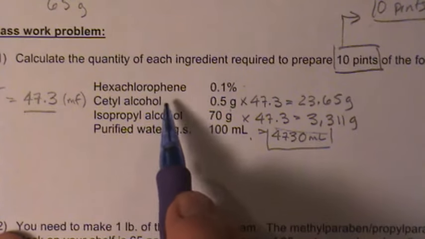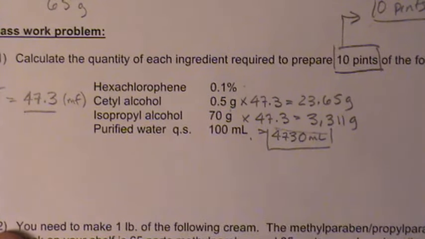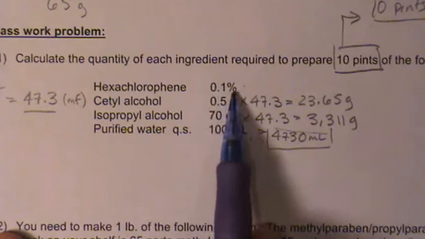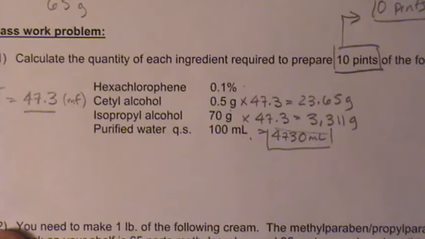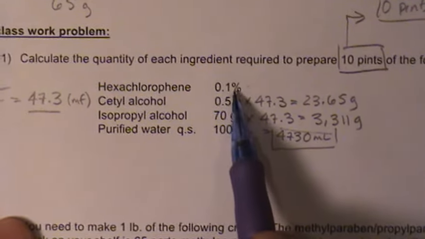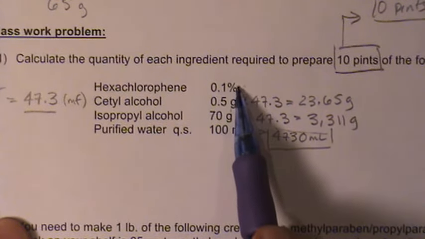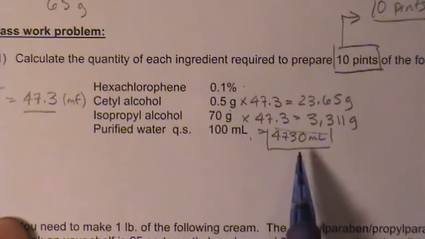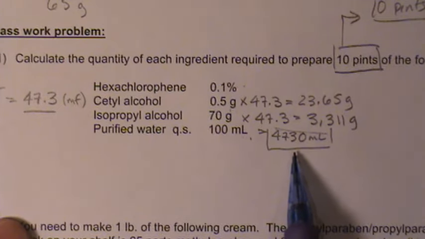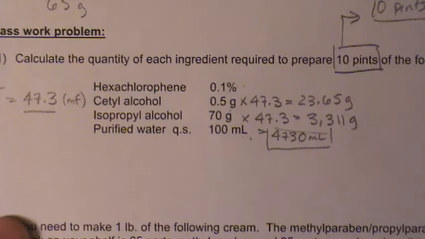Now I need to figure out how much hexachlorophene. So the question is just how much hexachlorophene is in 4,730 mils of a 0.1% solution. So all I need to do is, I can do this by dimensional analysis. I could convert my 0.1% into a decimal fraction, which would be 0.001, and multiply that by 4,730. There are a lot of ways to do it, but here's how I'm going to do it.